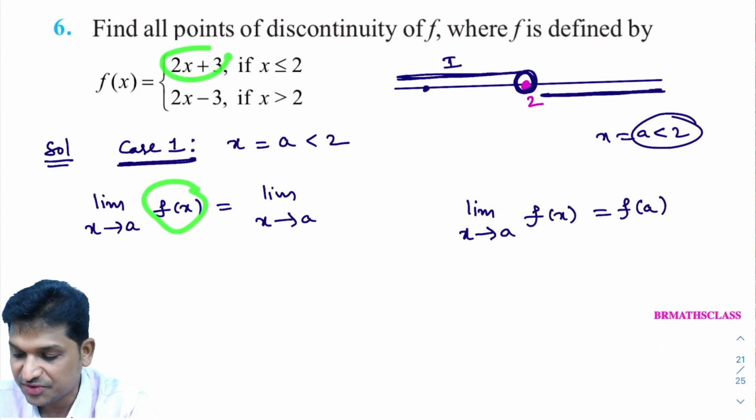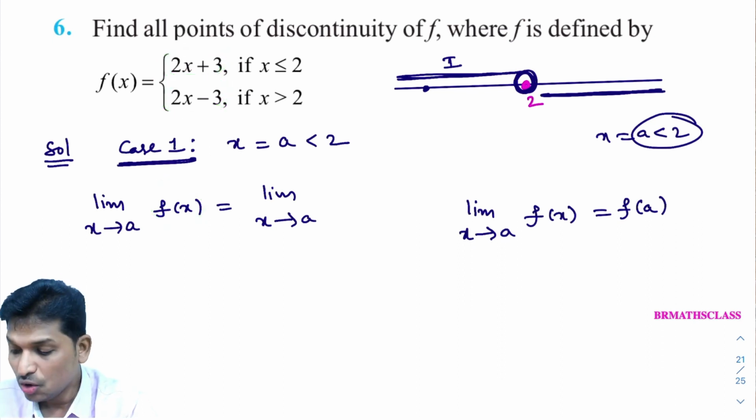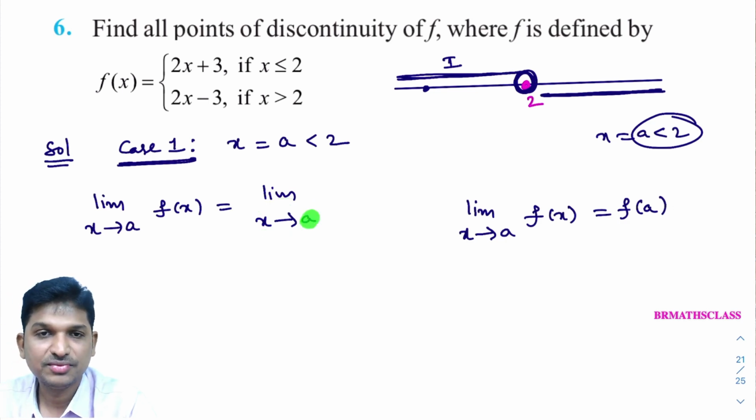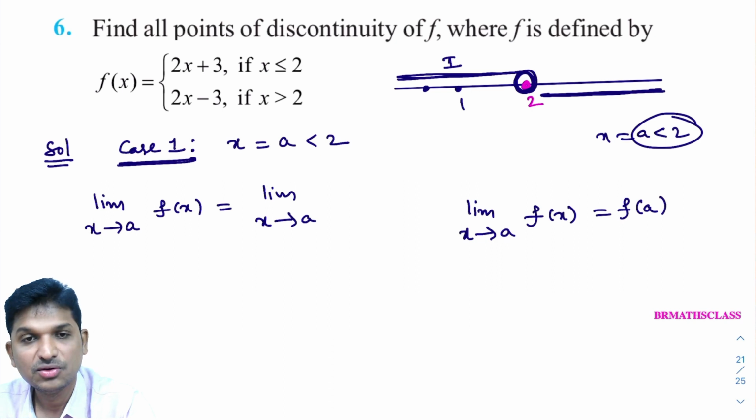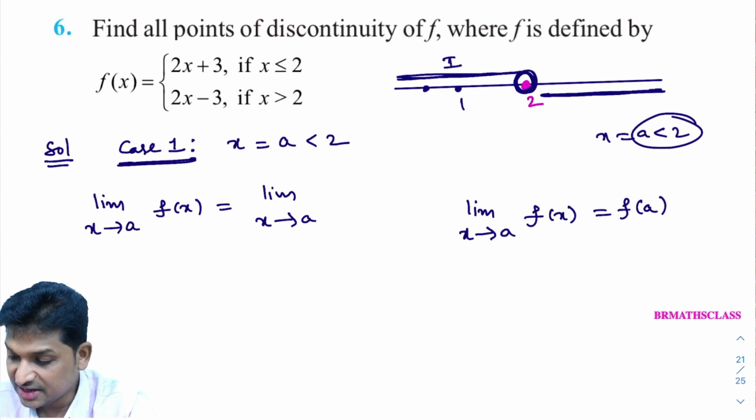Now the question is which function to choose. What is f of x? This function or this function? What is the number a here? Any number less than 2. Suppose we take this number as 1. If I write 1 in place of this, all x values in the neighborhood of 1 are less than 2.